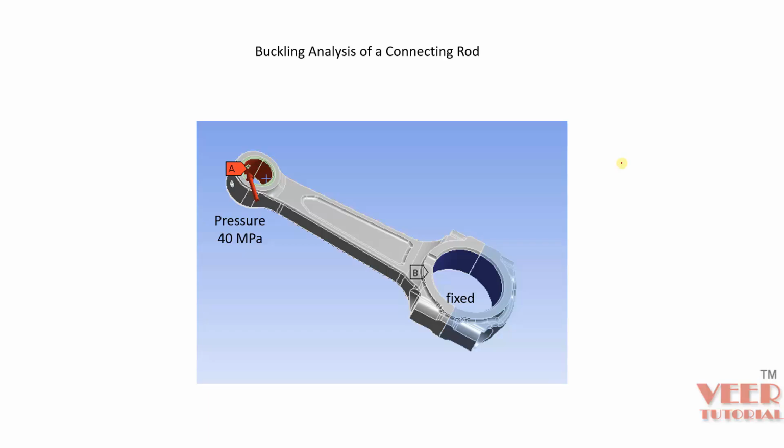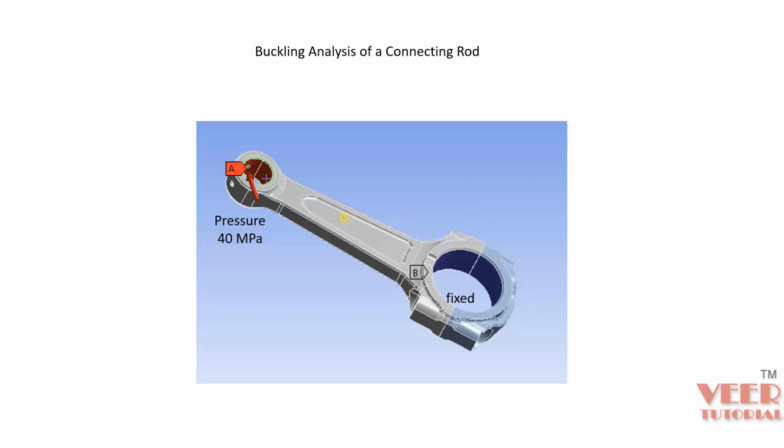Hello friends, in this lecture we are going to perform buckling analysis of a connecting rod. So you see, connecting rods are used in the engine assembly of an automobile. You can see connecting rods everywhere in the cars, your bikes or any engine.